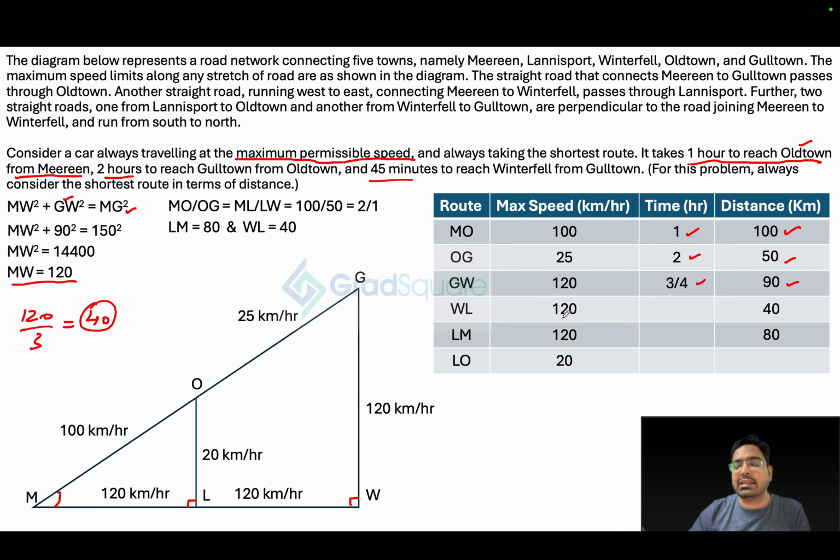So let me just put that in that table. It will become 40 and 80 over here. So this entire length of MW will turn out to be 120, and ML will be 80 and LW will be equal to 40.